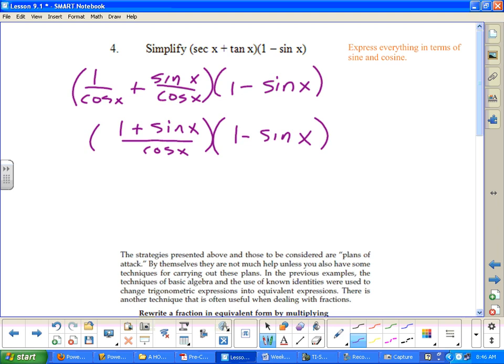Okay, so I can't simplify anything else. I don't have any squares or anything like that. So I'm going to need to multiply. Right? Well, what do I get when I multiply? Now, the right side is over 1, right? Okay. So if I multiply the numerators together, what's 1 plus sine of x times 1 minus sine of x?